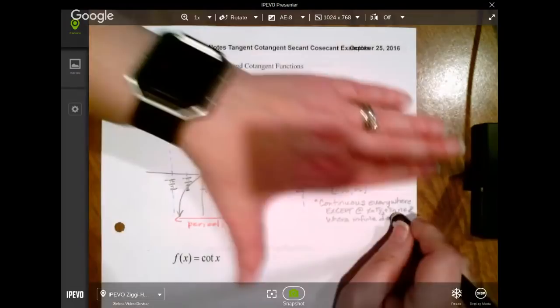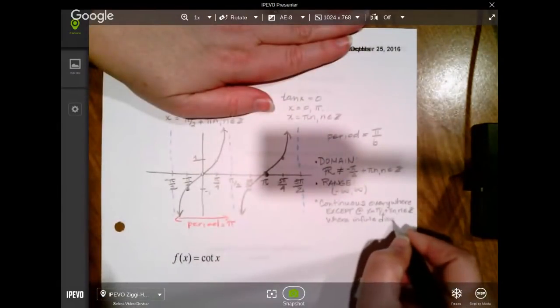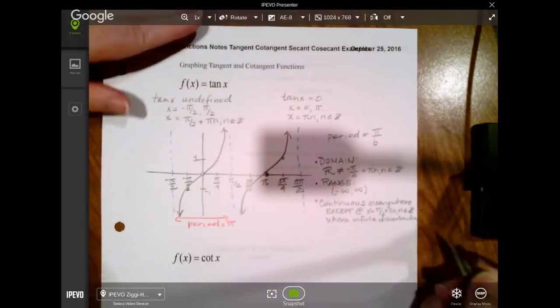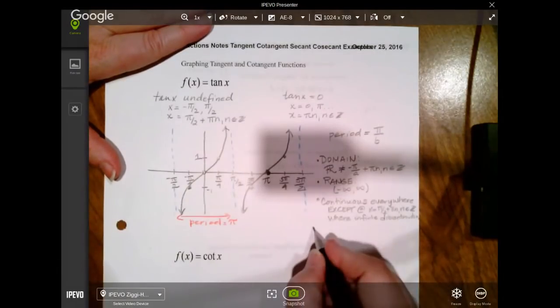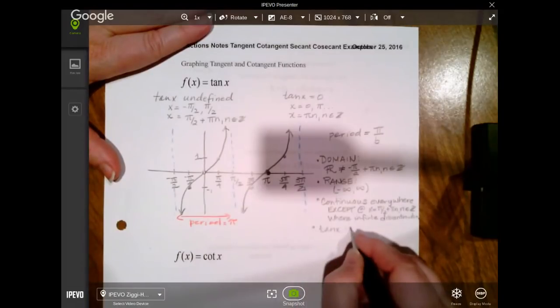Can I spell? Well, you know me well enough by now that spelling is not my strong suit. Discontinuities. All right, so we know that it's continuous everywhere except at x equals pi over 2 plus pi n, n an element of the integer set. Now, the other thing we know is that tangent of x is increasing.